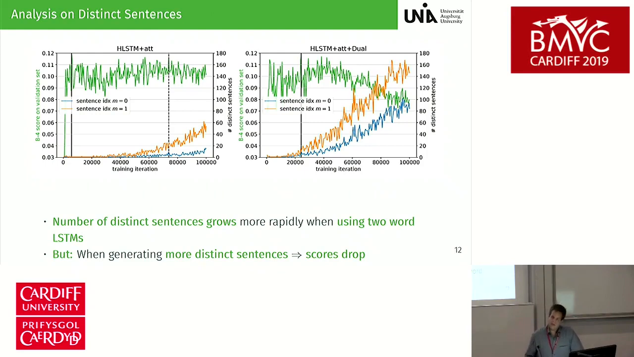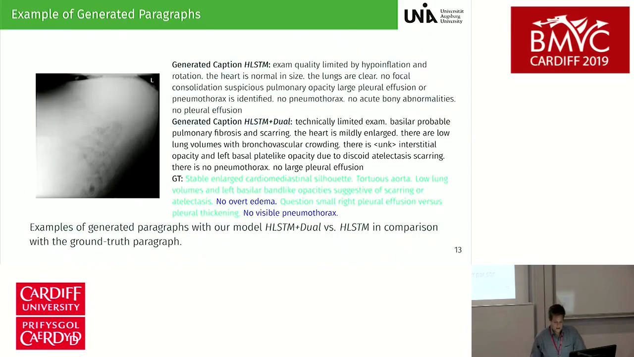And that's why we chose the second criterion, that we have a minimum number of distinct sentences, which is the dashed line. And on the right-hand side, you see our addition, the dual word LSTMs, and you can see that the number of distinct sentences grows more rapidly during training, and we get a higher variability in the scores. But the BLEU-4 scores drop very rapidly when using the second evaluation criterion. That's one example of a generated paragraph.